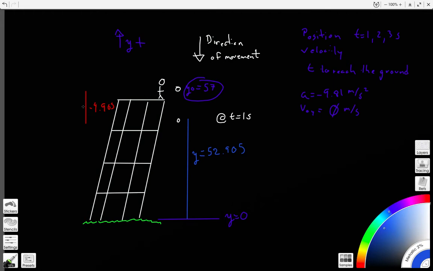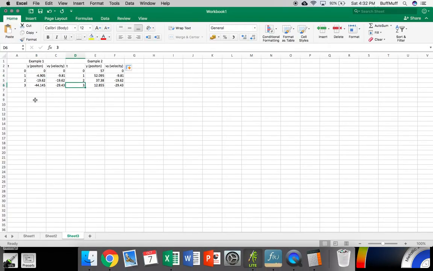Because the first number is telling me that I am 4.905 meters downward from my original position. So from here, this was my 0. On my second example, since I established my 0 here, I am saying that I am 52.905 meters away on the top, like upwards from my 0. So if I say 57 plus this quantity, negative 4.905, I get 52.095, this exact same position.